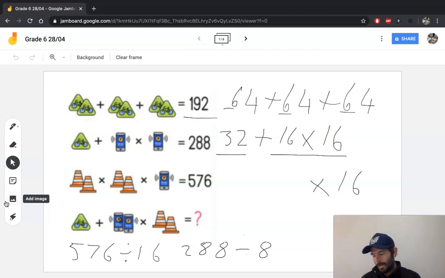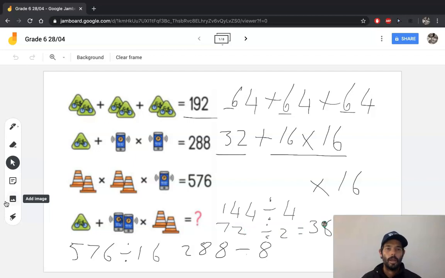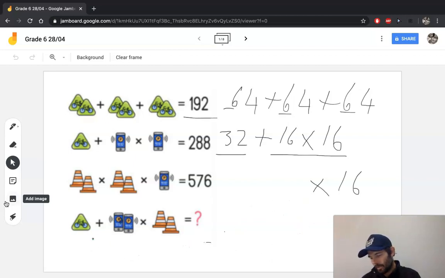All right. I can go further and halve both of them again. So what's 288 halved is 144 divided by 4. Okay, I can go another step and say half of 144 is 72 divided by 2, and you're quite correct in saying that that's 36. Okay, so I know that the traffic cones must equal 36, so what multiplied by itself gives me 36, and yes, that's quite correct. That's going to be 6 multiplied by 6 times 16 is 576.